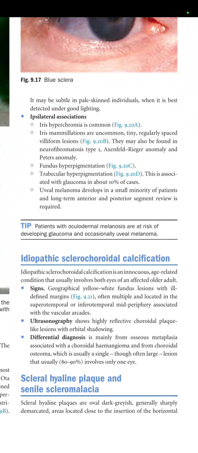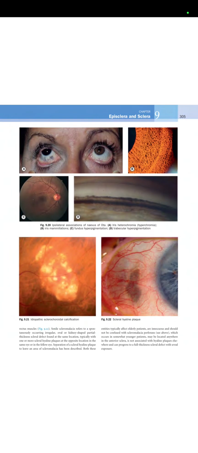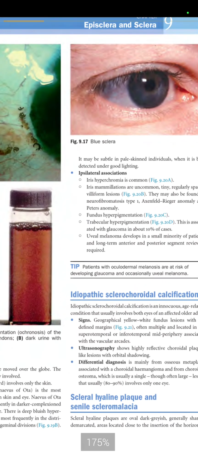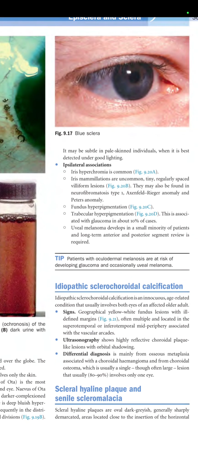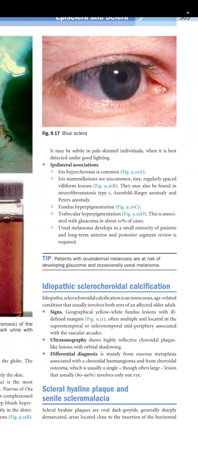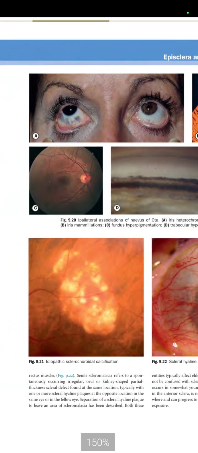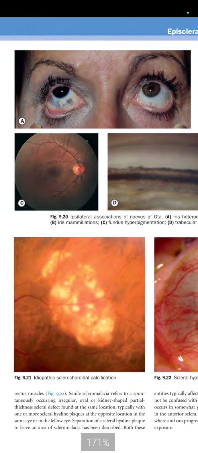Differential diagnosis is mainly from the osseous metaplasia associated with choroidal hemangioma and from choroidal osteoma, which is usually a single, large lesion that in 80 to 90% involves only one eye. Scleral hyaline plaque and senile scleromalacia. Very common is the scleral hyaline plaque; you will often see a brownish patch that is basically at the insertion of the tendon. Scleral hyaline plaques are oval, dark grayish, jelly-like, sharply demarcated areas located close to the insertion of the horizontal rectus muscle.